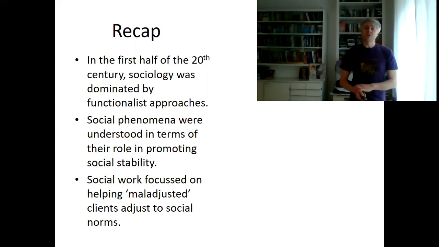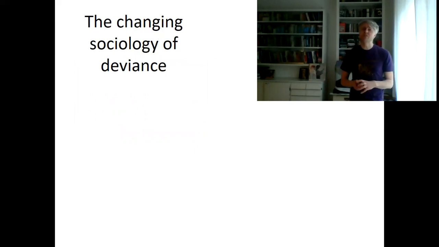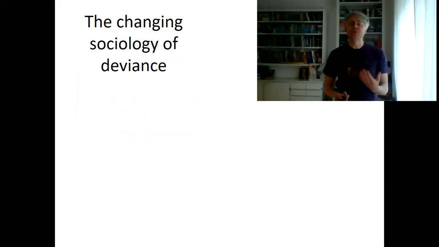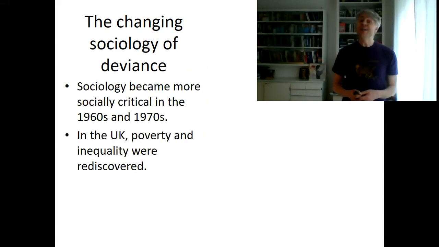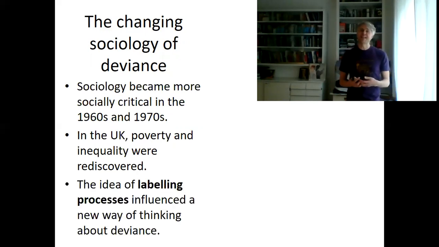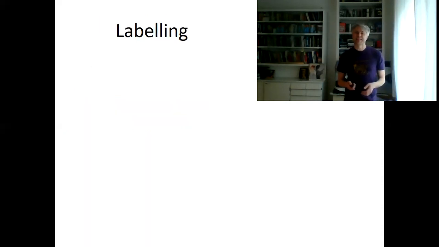I'm going to move on now to look at other approaches to thinking about deviant behavior. Now, the sociology of deviance really has been changing, and a big break happened in the latter part of the last century. In general, I think you can say sociology became more socially critical in the 1960s and the 1970s. In the UK, we rediscovered poverty and inequality. We hadn't thought about it so much, and we started to think about it much more. And parallel to this, we had some fascinating new ideas, in particular, my topic today, labeling processes. It really influenced a whole new way of thinking about deviance. So let's have a closer look at this.